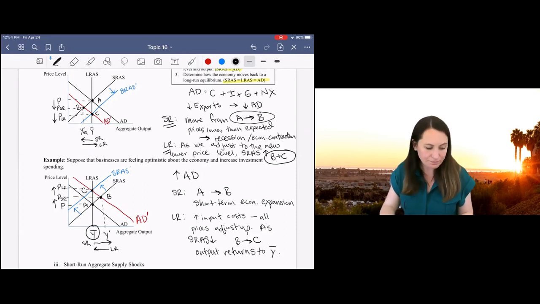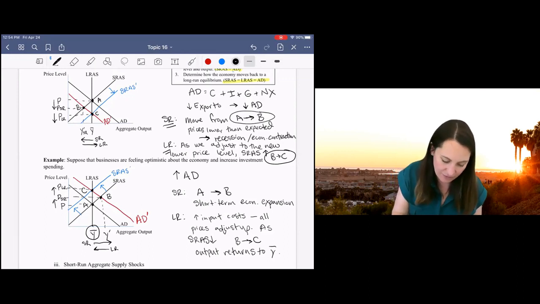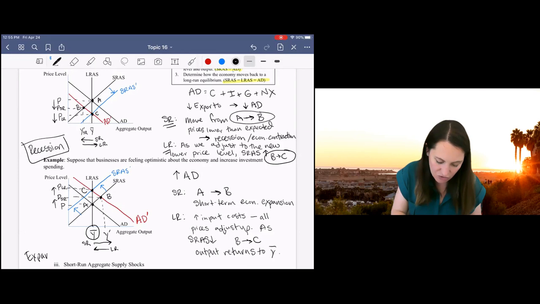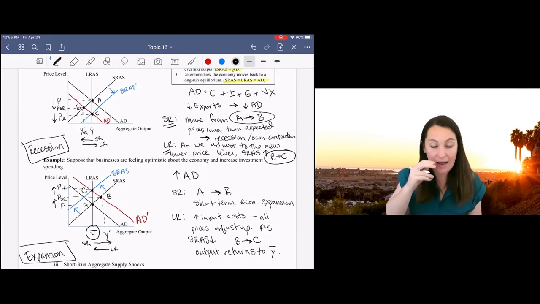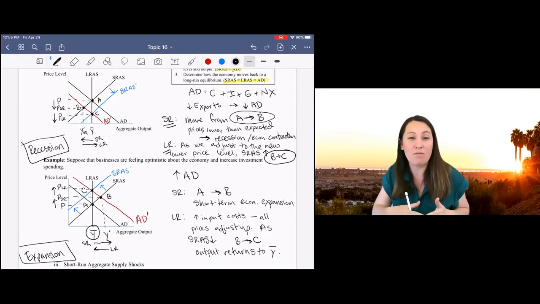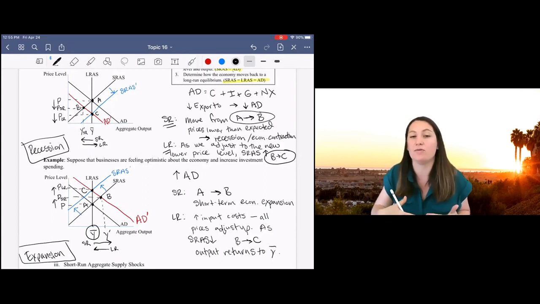All right. Good. So this is, again, an example of a recession driven by aggregate demand shock. This is an example of an expansion driven by an aggregate demand shock. And we typically think that most business cycles are driven by shifts in aggregate demand, although there can be other things that are going on as well.